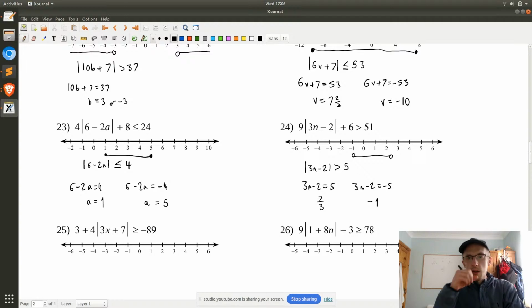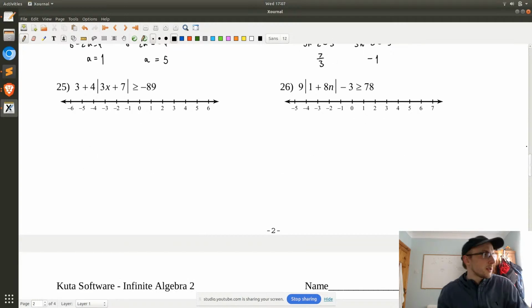Now over here, stick in 0. Okay, -2, absolute. That's 2, and then 9 times 2 is 18, and 18 add 6 is 24, and is 24 greater than 51? No, it is not. This is just fatigue. That's all it is. But for the others, yes.